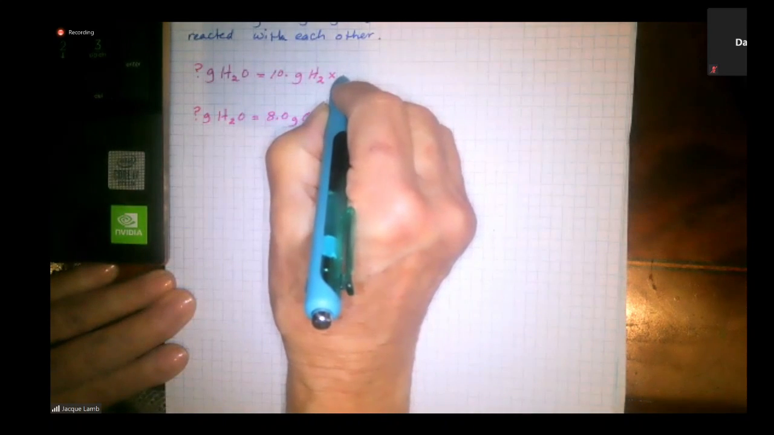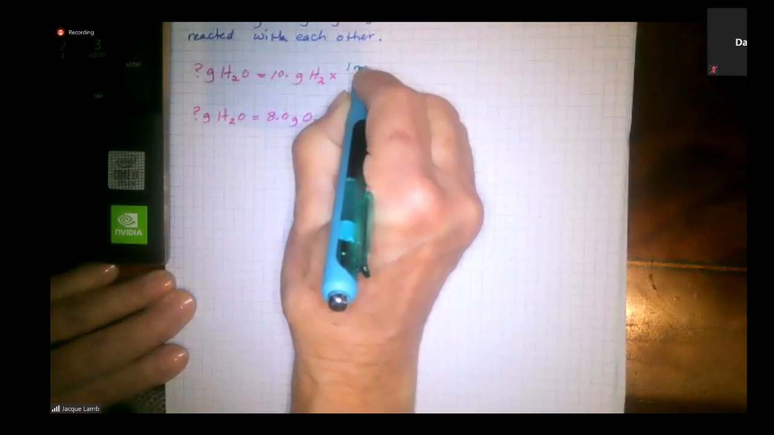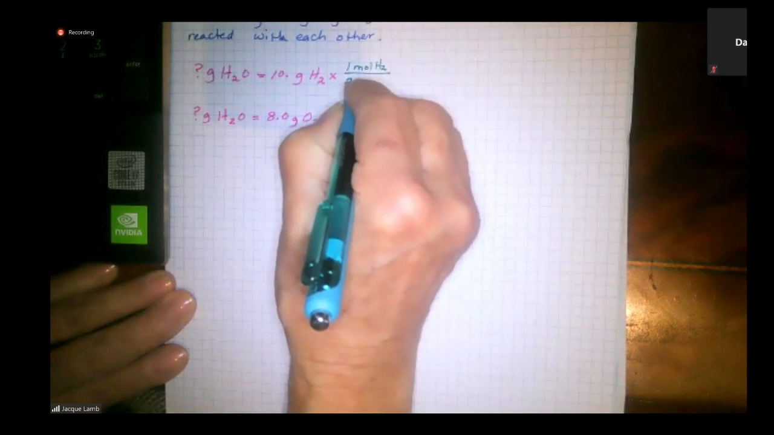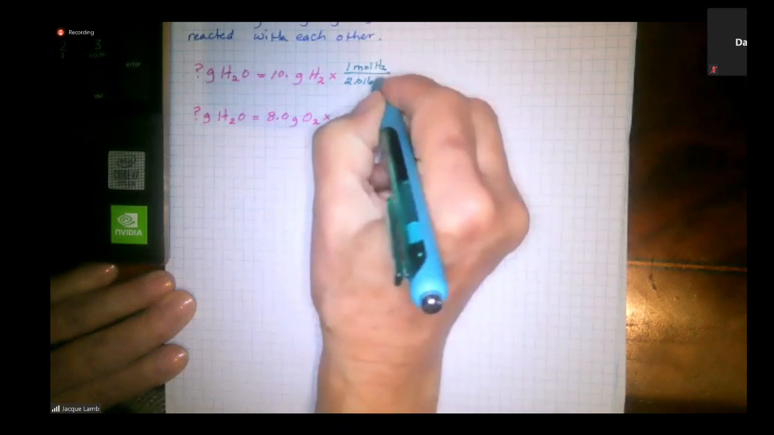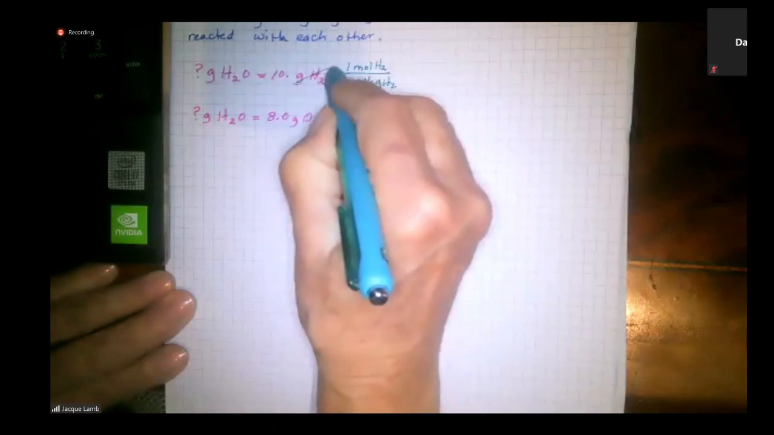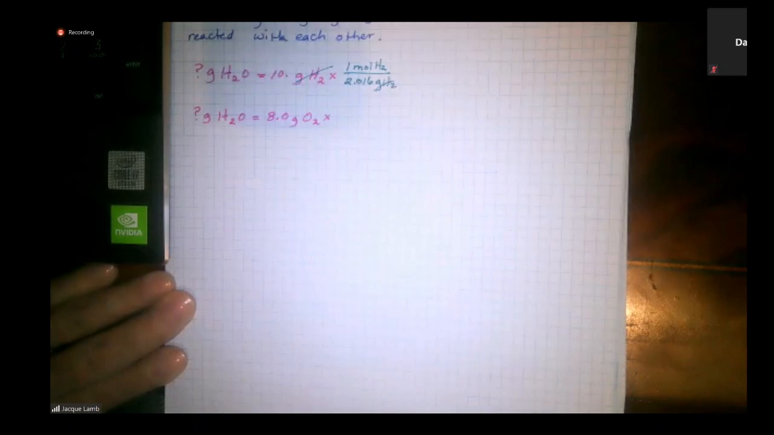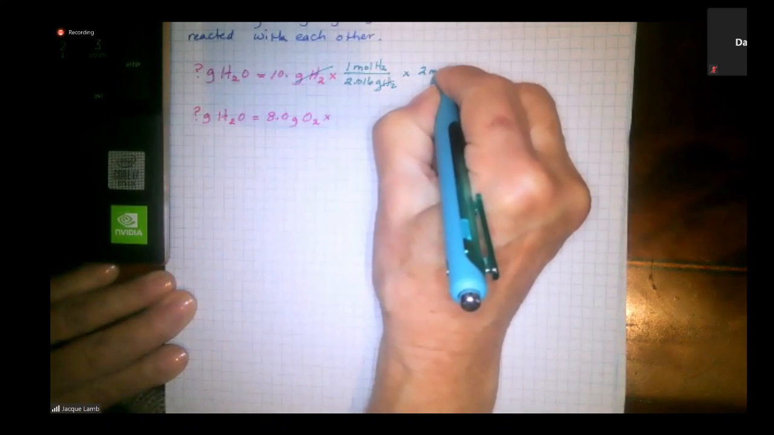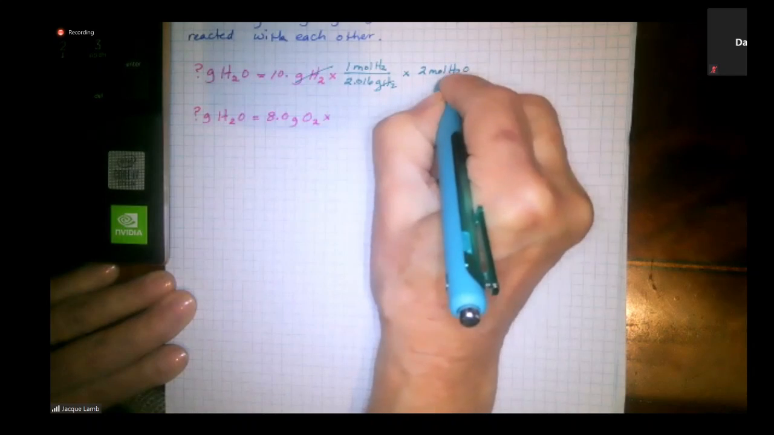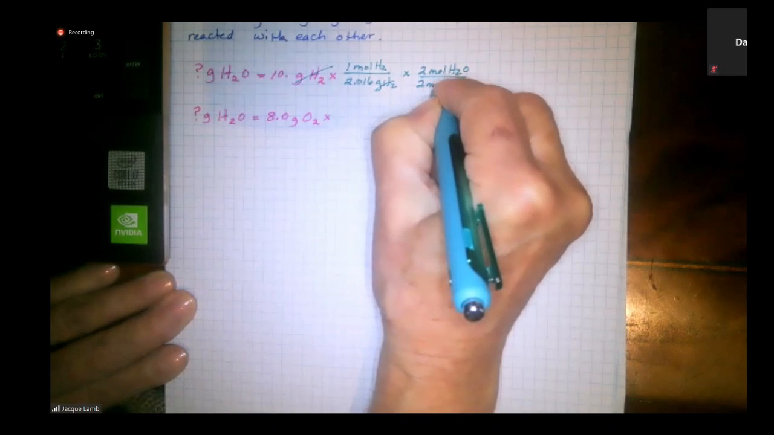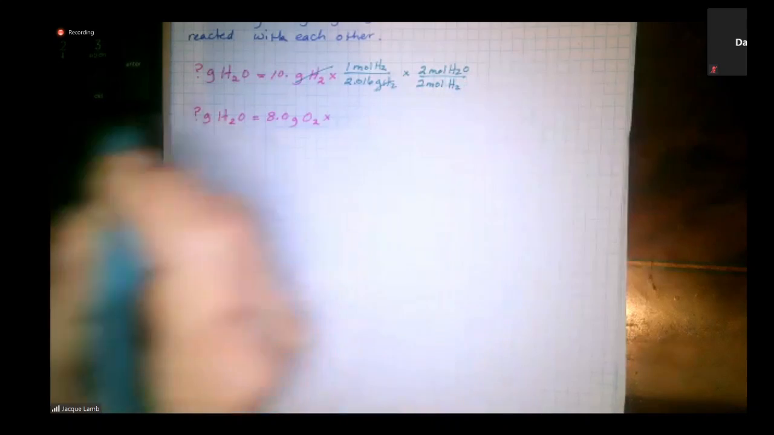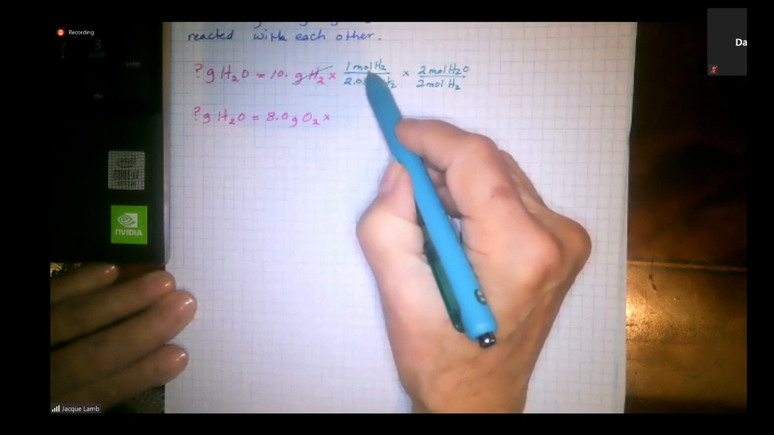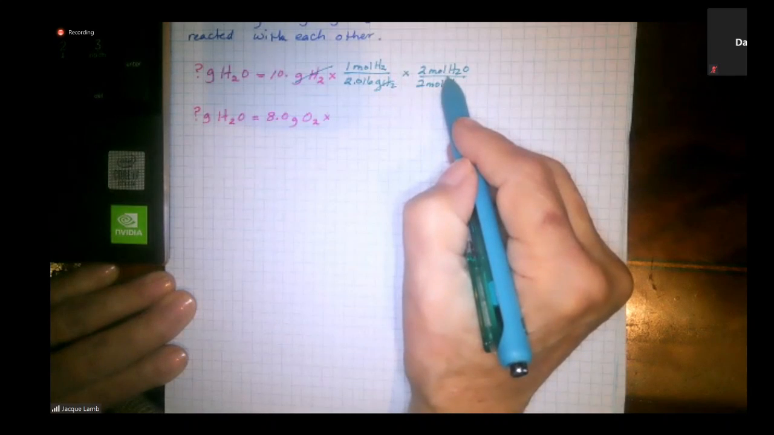I'm going to multiply that by 1 mole of H2 is 2.016 grams. That acts to convert grams of H2 to moles. My stoichiometric ratio is 2 moles of water to 2 moles of hydrogen. I do have to put that factor in because with this factor, I am now in moles of hydrogen. I need to get to moles of water.